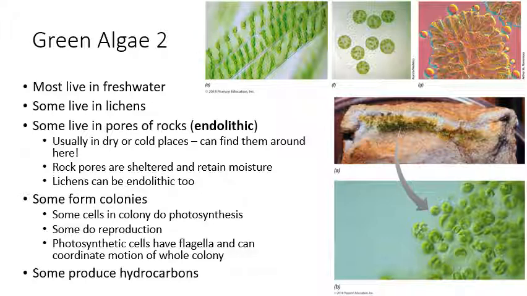And finally, some green algae produce hydrocarbons, which is pretty unusual. Actually, this one at the top here has almost like a rainbow coloration. That's actually caused by the hydrocarbons that this species of green algae produces.